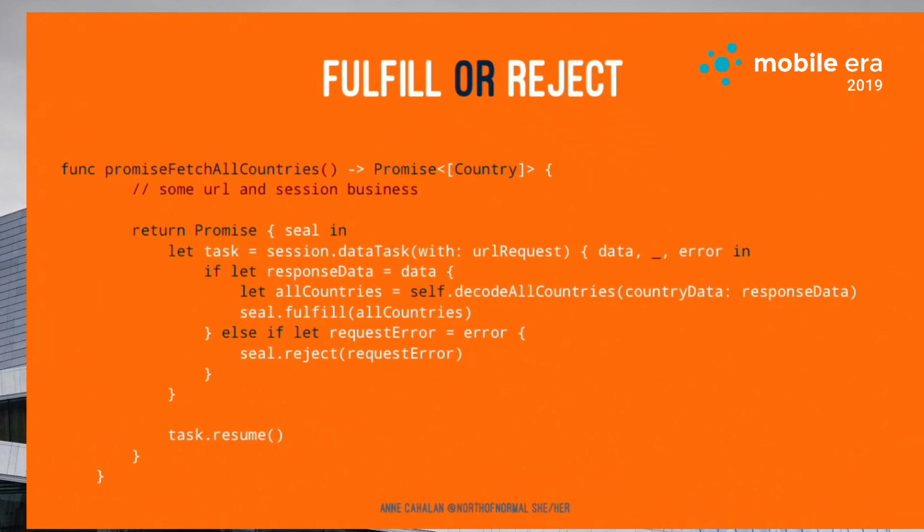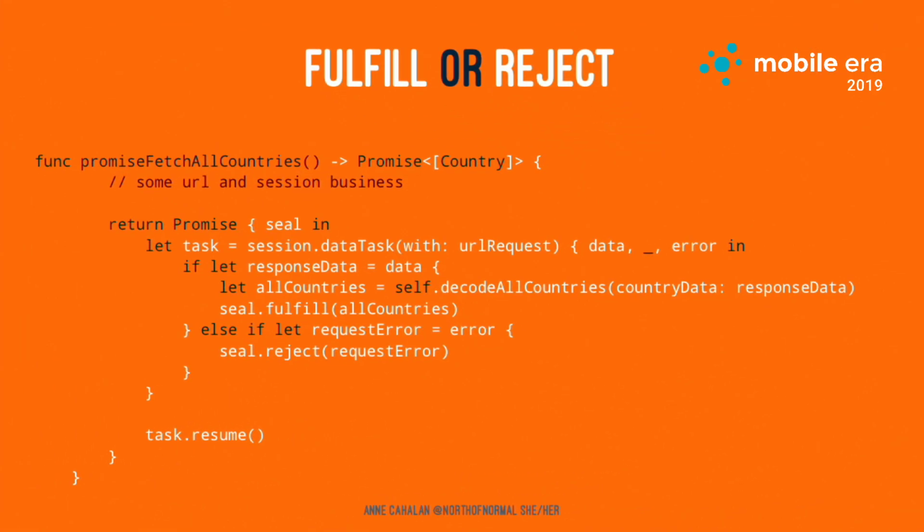What does it mean to return a promise, and what do you do with it? Well, you fulfill it or you reject it. Fulfill is the success state, reject is the failure. Fulfill takes a thing of the type that you have specified in your return value. Reject takes an error. If we've got data, we decode it into an array of countries, and then if we have an error, we reject it with that error type.